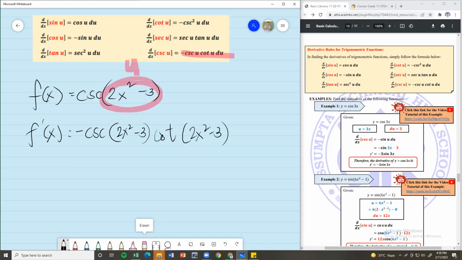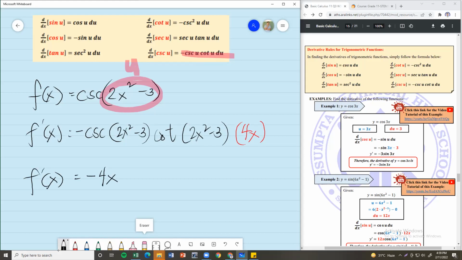Tapos, derivative nito. Yun yung papalitan ko ng kulay. The derivative of 2x squared minus 3 is 4x. Tapos, lagay nyo na lang sa harapan yun. So this will become f prime of x will be equal to, remember ha, naka-multiply buong yan ha. So si negative, hindi sa minus, negative lang yan. So that becomes negative 4x.